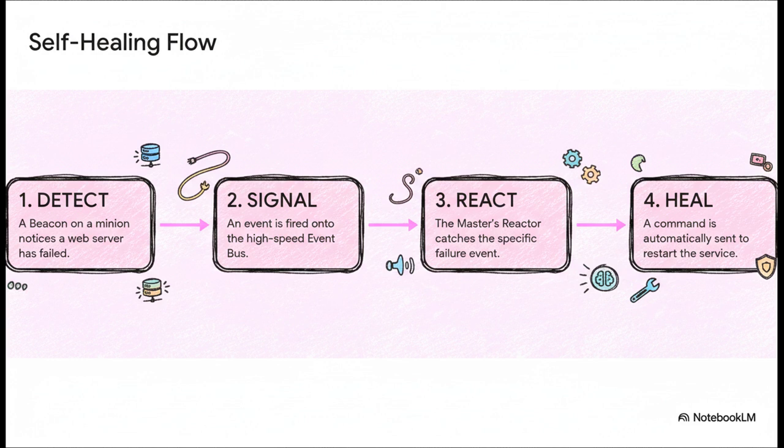Step 3, a system on the master called a reactor, which has been listening for exactly this kind of event, reacts and catches it. And finally, Step 4, the reactor automatically triggers a command to heal the system by restarting the service. The whole thing happens in milliseconds with zero human intervention. This is what self-healing infrastructure actually looks like.